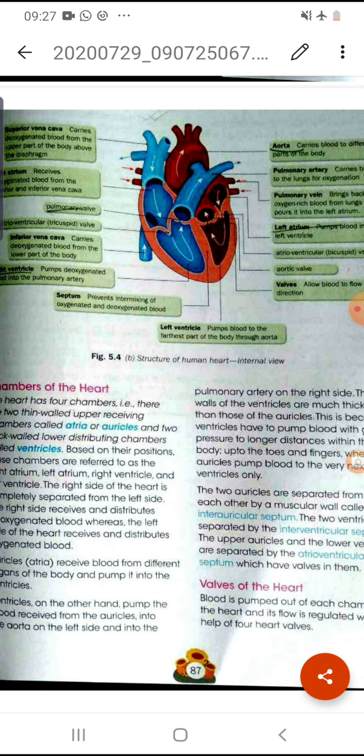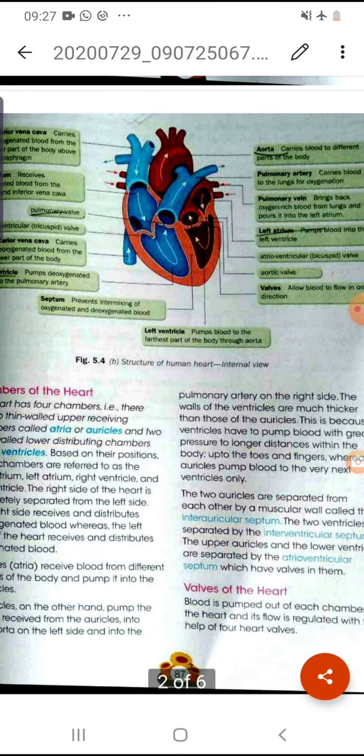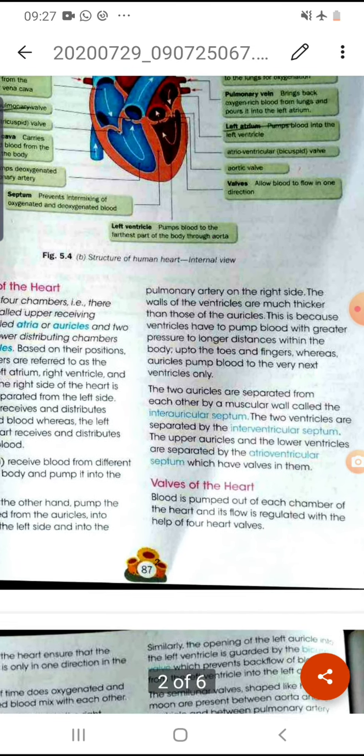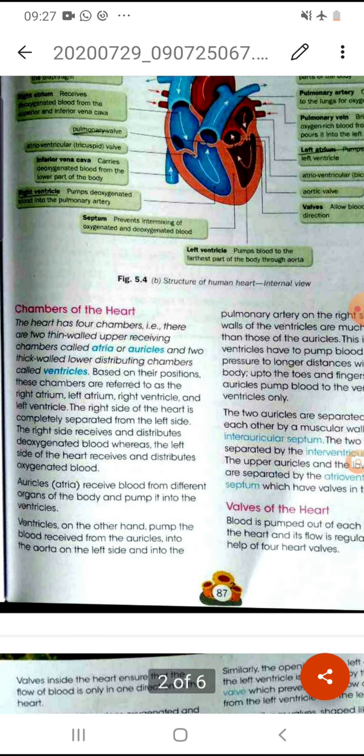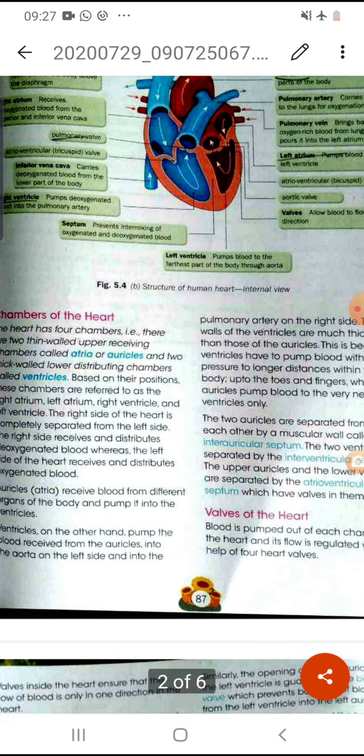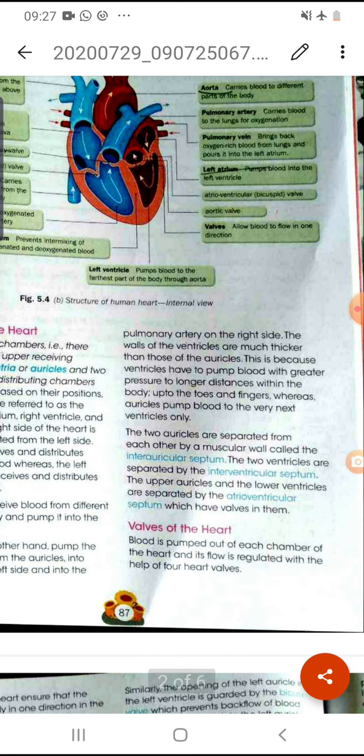see the upper portion, the big red colored portion, that is the aorta, and the pulmonary artery, you see this big blue colored portion written here, that is the pulmonary artery. Okay, that means the ventricle which receives the blood from the auricles sends this blood into the aorta on the left side and into the pulmonary artery on the right side.